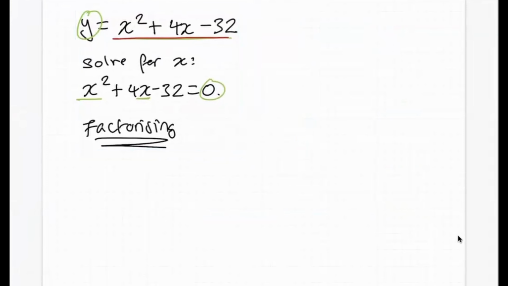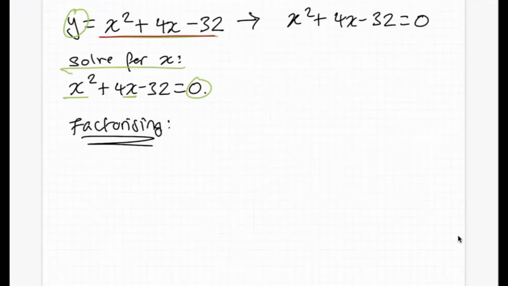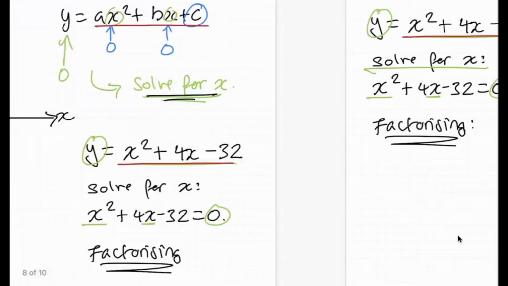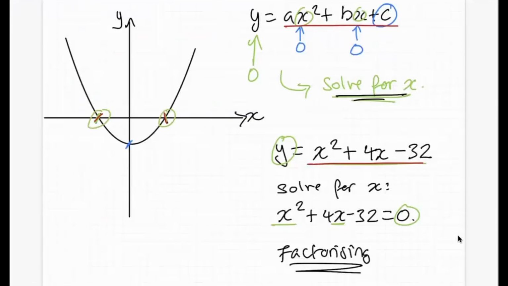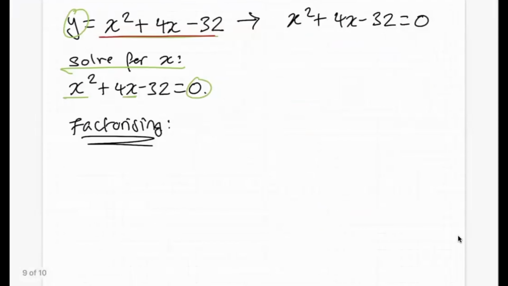Perfect. So now we want to solve this quadratic by factorizing. So we want to solve this for x, and by solving for x, we're going to figure out where this graph crosses the x-axis, right? This graph may not look exactly like this, by the way. This is just an example of a type of quadratic equation graph. We're going to solve this for x. We're going to do it by factorizing.